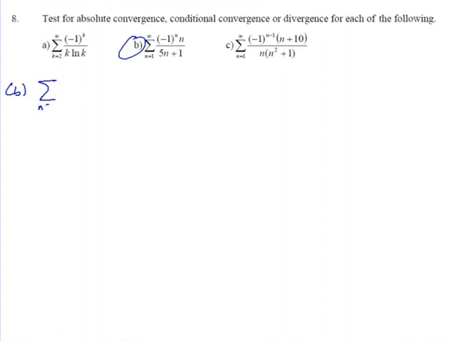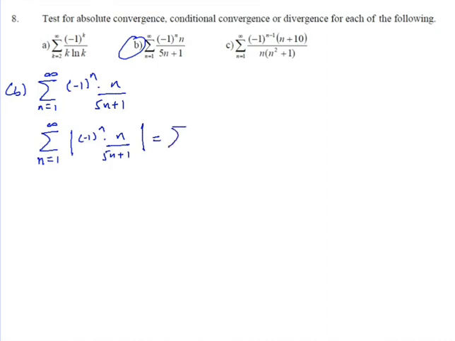The b part ወደ b ስንመጣ we have a series n starting from 1 up to infinity minus 1 the power of n times n over 5n plus 1. Okay, we have this. So let's take this in the absolute value, the summation n starting from 1 up to infinity in the absolute value minus 1 the power of n times n over 5n plus 1 is the same as the summation n starting from 1 up to infinity n over 5n plus 1. Okay, ይሄን ይሰጠናል absolute values ስናስገባ.